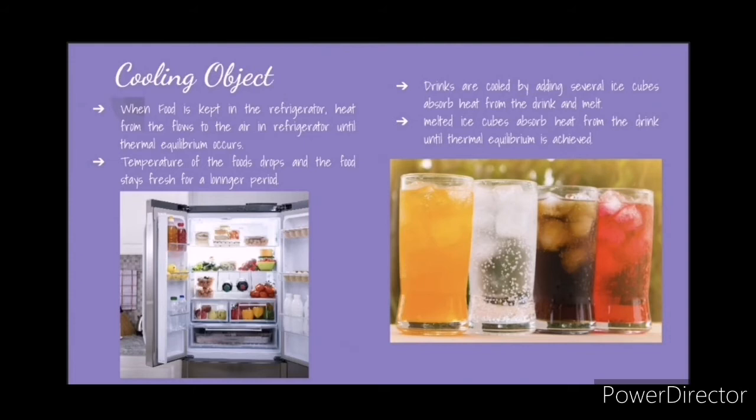Cooling object. When food is kept in the refrigerator, heat from the food flows to the air in the refrigerator until thermal equilibrium occurs. The temperature of the food drops and the food stays fresh for a longer period. Drinks are cooled by adding several ice cubes. The ice cubes absorb heat from the drink until thermal equilibrium is achieved.